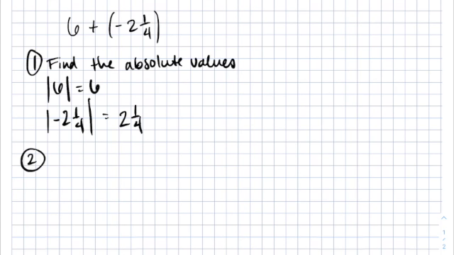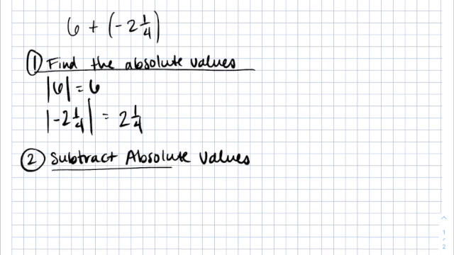Step number 2 is to subtract the absolute values. So step number 1, we found the absolute value. Now we subtract the absolute value. So we are going to take 6 minus 2 and 1/4.